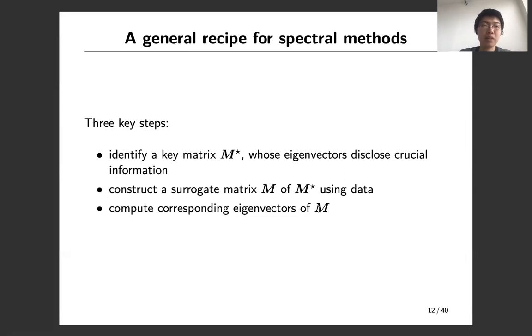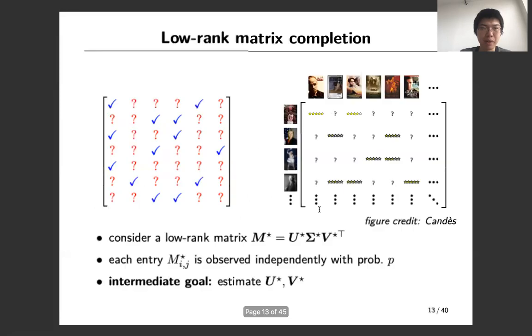Now, let's apply this general recipe to two more applications. The first one should be familiar to you by now. It's called low-rank matrix completion, and it has been introduced in the previous parts of the tutorial. In this problem, we have an unknown low-rank matrix M star, whose singular value decomposition is given by U star, sigma star, V star transpose.